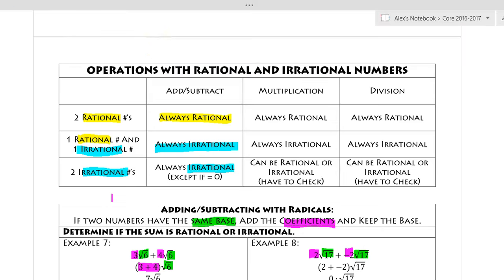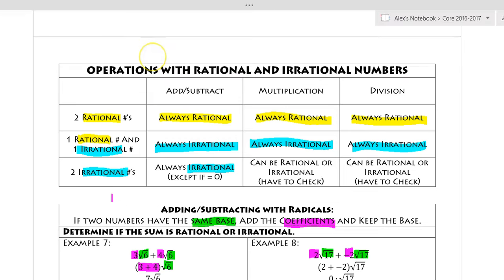When I have two rational numbers, it's always rational for both multiplication and division. If I have one rational and one irrational, just like before, it's always irrational, right? So that one irrational will always give you an irrational number.